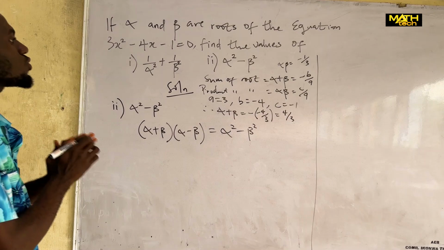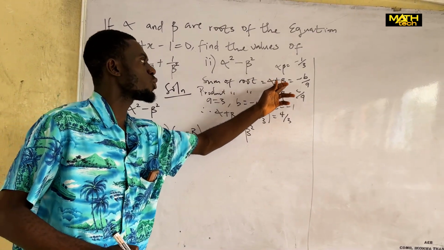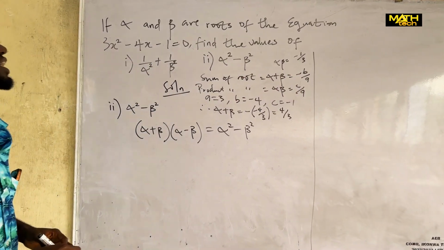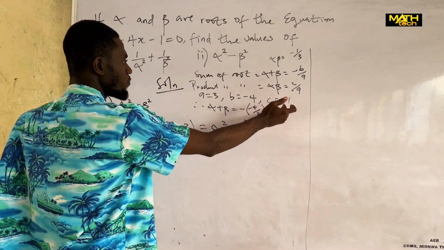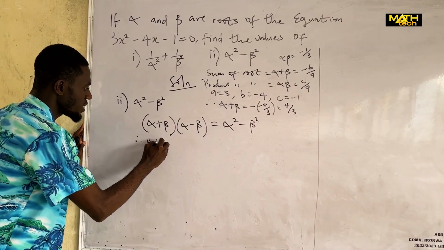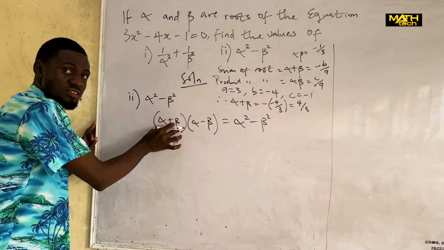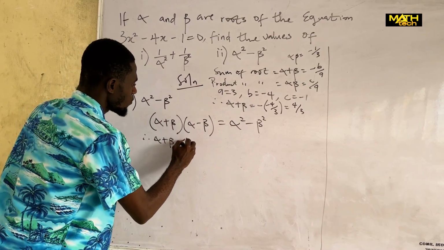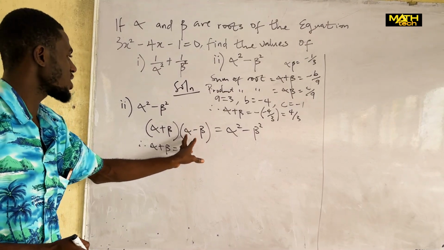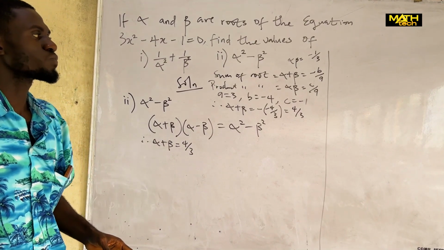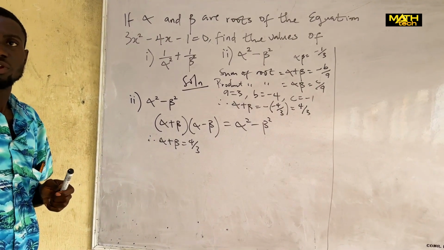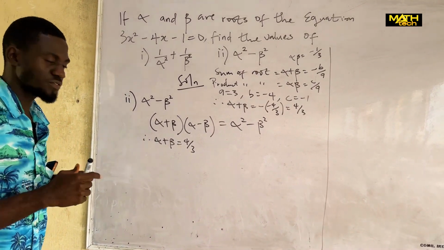So now we all know that the sum of the roots, alpha plus beta, is equal to minus b all over a, which gives us 4 over 3. So alpha plus beta, this first bracket here, is equal to 4 over 3. And we'll be using this bracket to multiply the bracket of alpha minus beta. Now, how do we find alpha minus beta? Please take note of this.